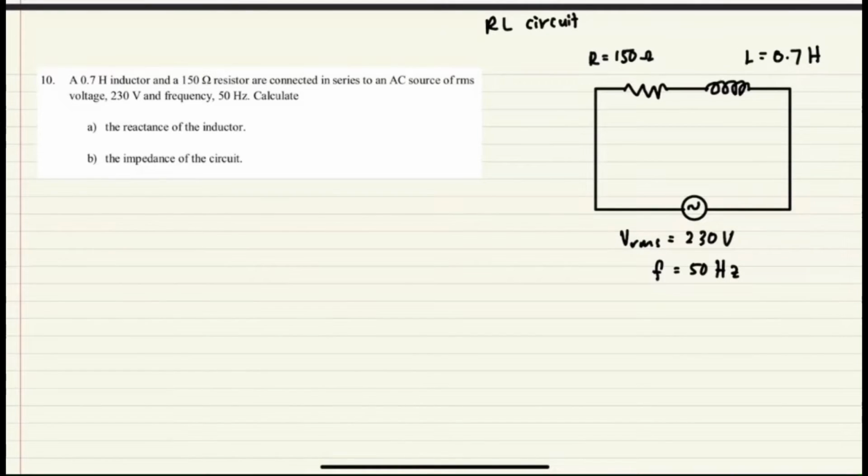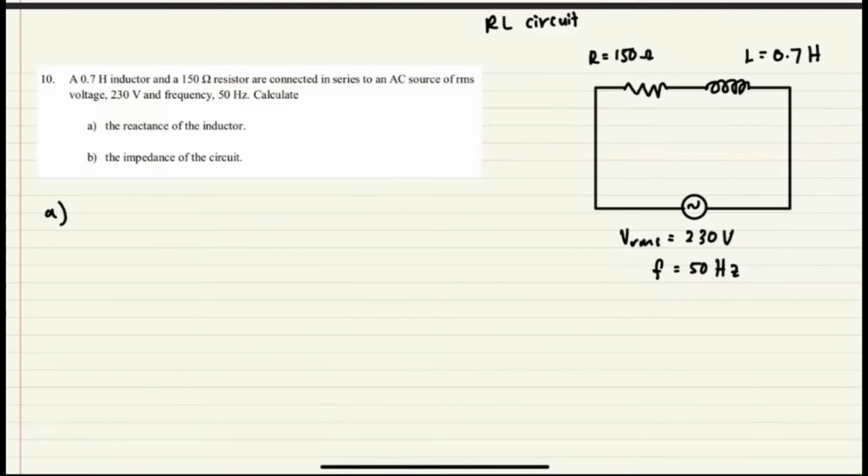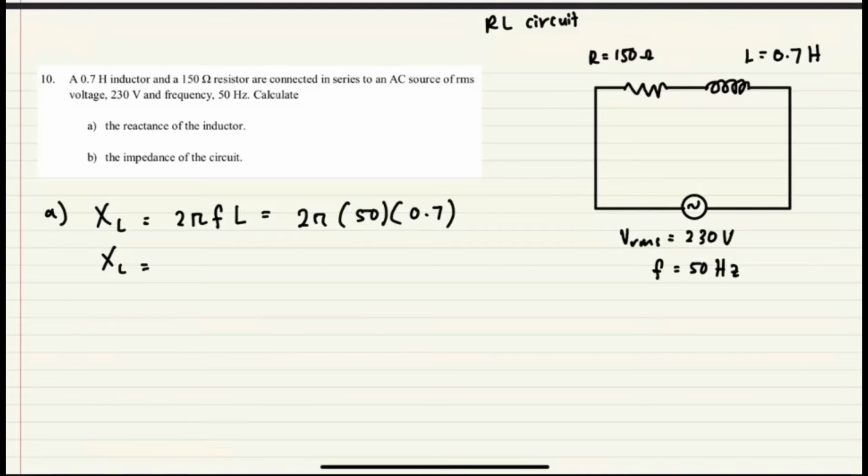Question A, the reactance of the inductor. So XL sama dengan, di sini adalah omega L, so 2 pi F L. Ini sebut nama dia, F tu kan. Okay, so this one you should get 2 darab pi times 50 dengan 0.7, 219.91.